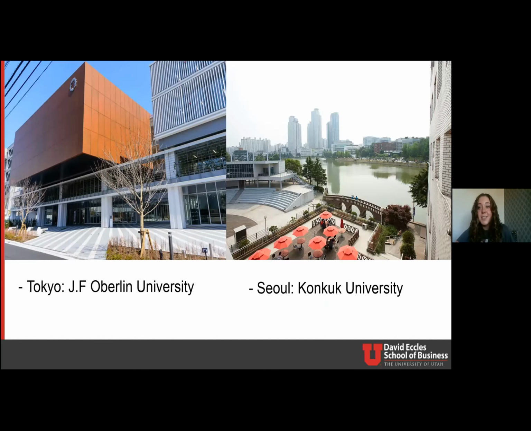The two universities where you will be studying are, first in Tokyo, J.F. Oberlin University. It's a super gorgeous campus, as you can see. If you want to look it up on the internet, you can see lots of really great pictures of it. And in Seoul, you will be staying at, I apologize in advance if I butcher this, Konkuk University. Again, a super gorgeous campus, and you will be spending a lot of time there.